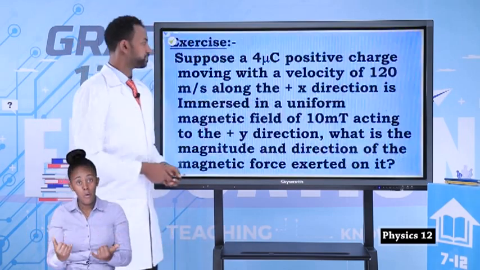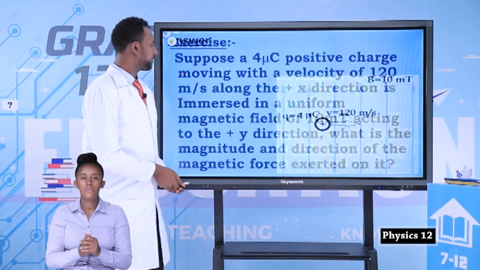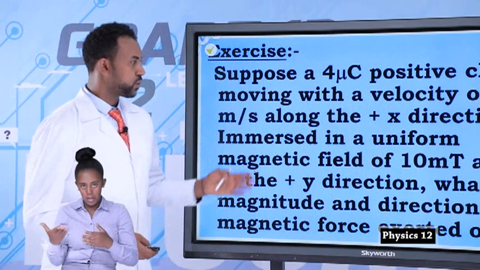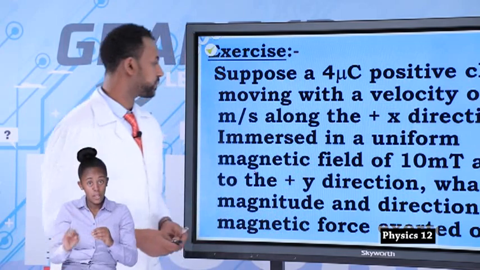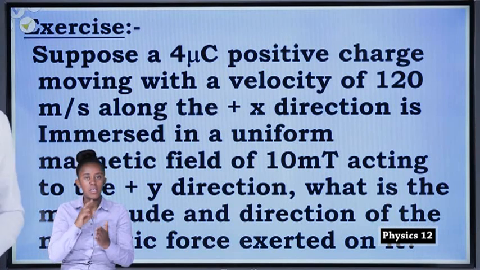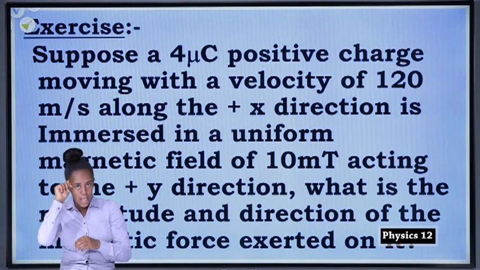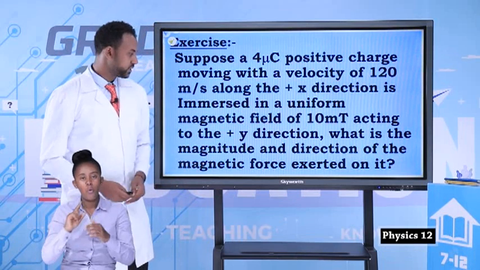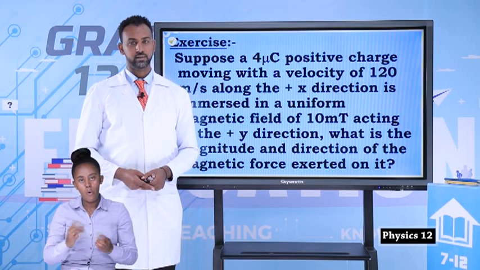Now let's proceed. Suppose here we have a charged particle of 4 microcoulomb, a positive charge particle, moving with a velocity of 120 meters per second along a positive x direction. And it is immersed into a uniform magnetic field of 10 millitesla, and the magnetic field is acting in the positive y direction. So what is the magnitude and direction of the magnetic force? Students, I want you to try that, please.